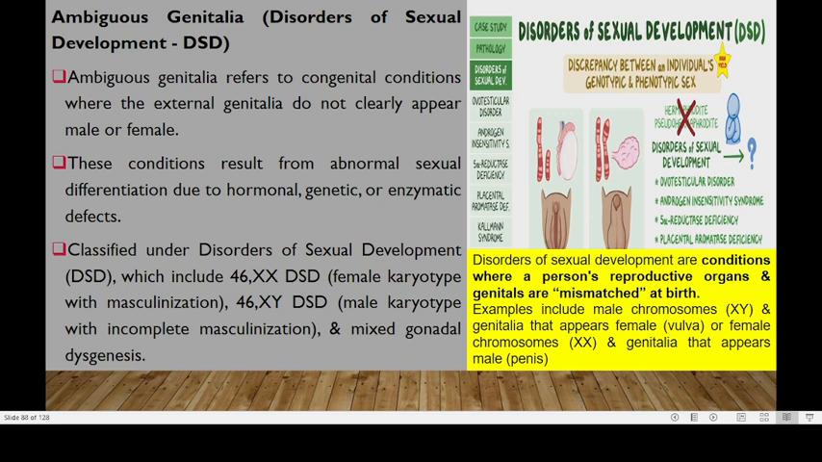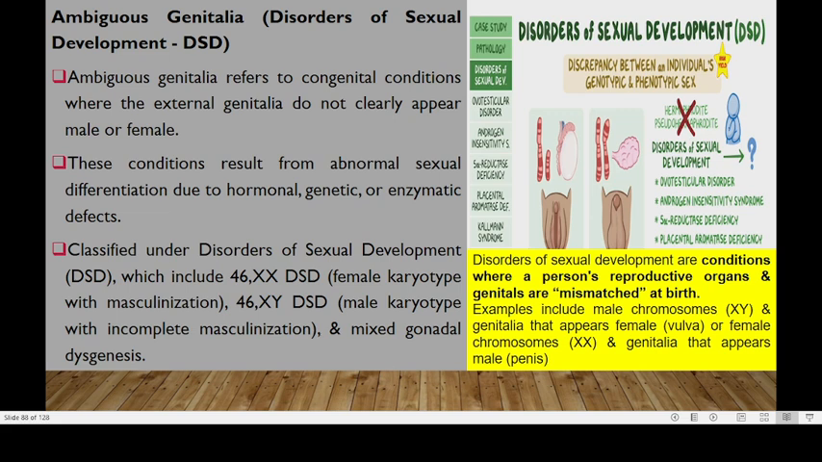And just from the name, and that's how the condition is, you are not sure of the genitalia. So these are congenital conditions where the external genitalia do not clearly appear male or female. This is very controversial in the era where we have the LGBTQ group. Someone will argue, so which will be the declared gender for this particular type of patient. So these conditions normally result from abnormal sexual differentiation due to hormonal, genetic, and enzymatic defects.